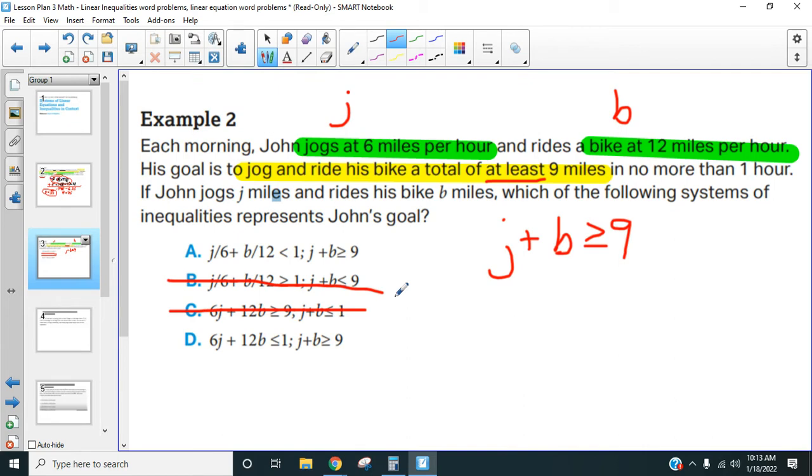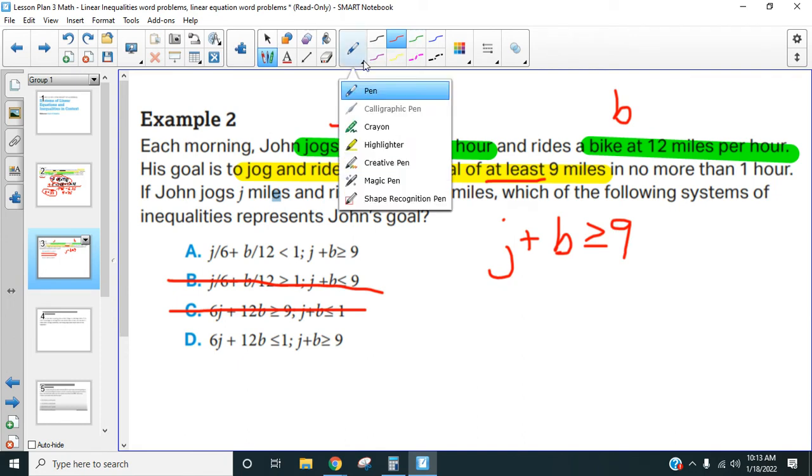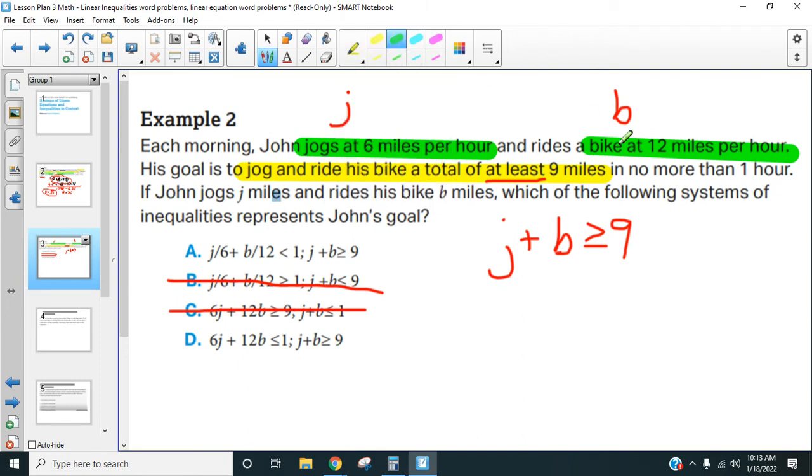Now, on some of your system of equation word problems, there's one problem that is very, very similar to this on your assignment that we have been doing. All right. So the second clue has to do with the speeds at which he's riding. I'm going to highlight this part right here. It says no more than 1 hour.